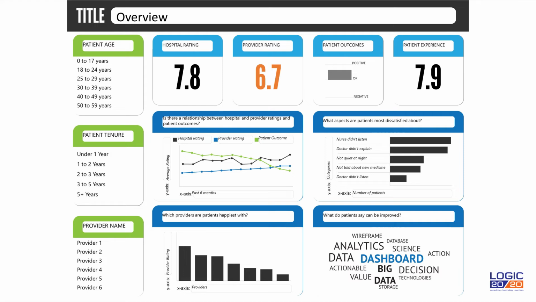So the idea with the wireframe is not to be overly specific. We don't need to be. We need to say, look, this is the chart type that's going to be used. And what's most important is the questions that are going up there on the top.